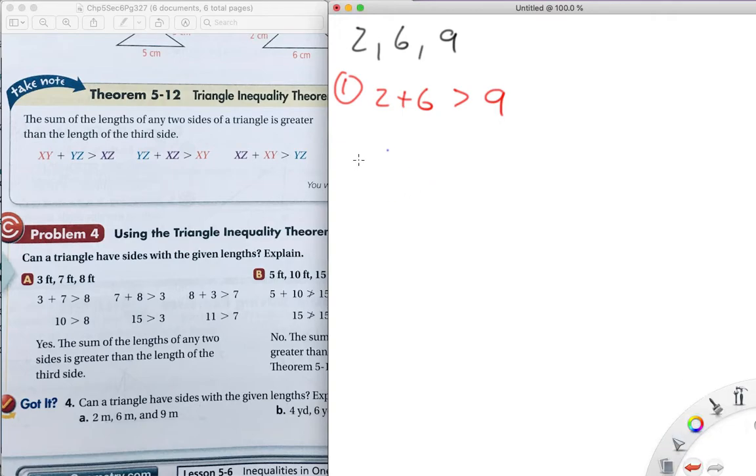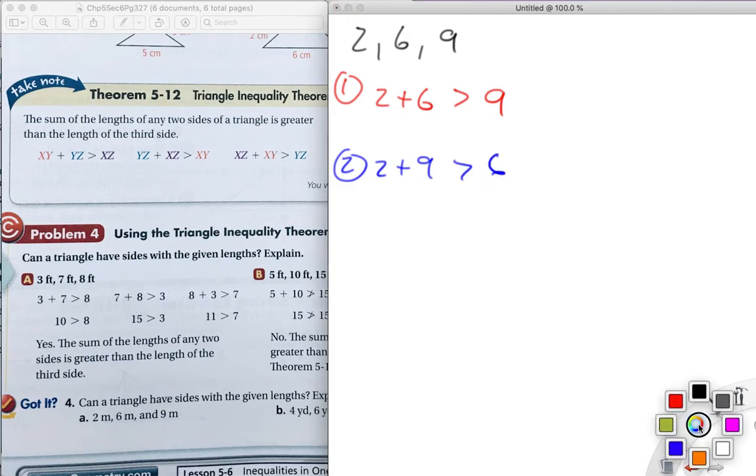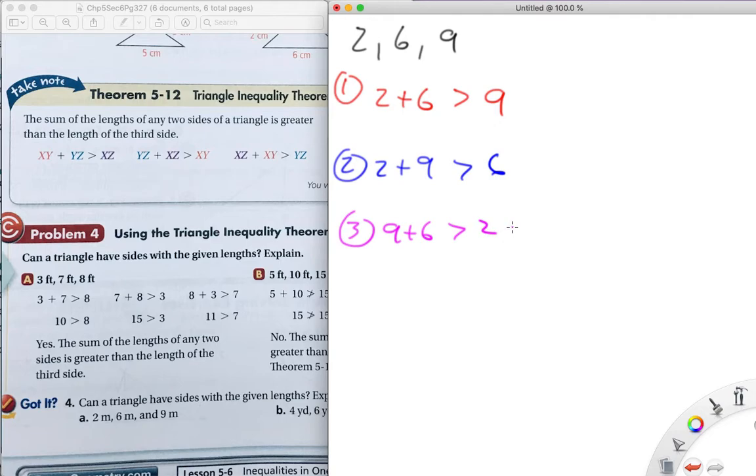Scenario number 2. We'll have 2 plus 9 has to be greater than 6. Scenario number 3. 9 plus 6 has to be greater than 2. Well, 9 plus 6 is 15. 15 is greater than 2, so that works.